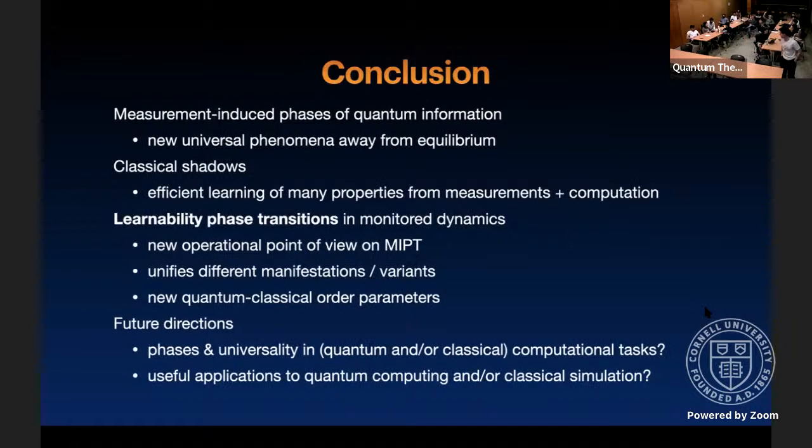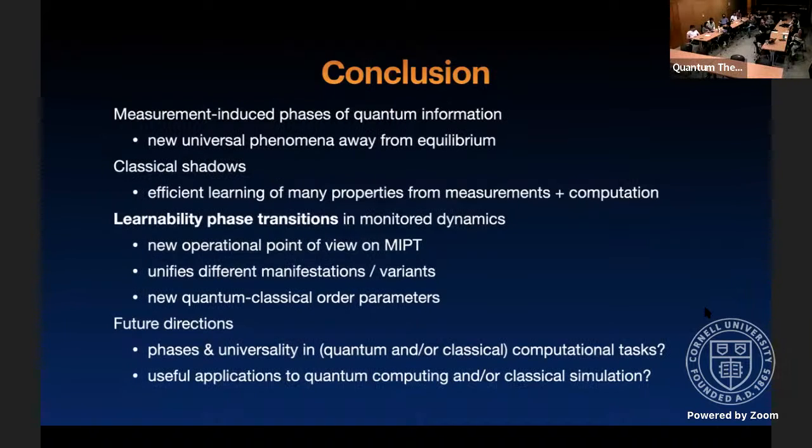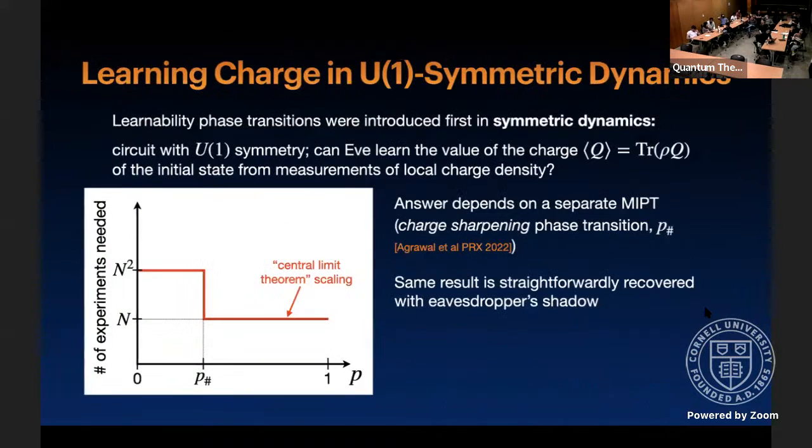Hey, Matteo. Can you hear me? Yes, I can hear. Just trying to confirm one thing. So your P sharp in your formulation is at the same location as the charge sharpening transition, or is some other new phenomenon? No, it is exactly the charge sharpening transition. Same thing. Okay. The same one. Yes. I see. And then I guess you do something tailored to the charge, so you don't see the entanglement transition. Is that how I should read the plot?